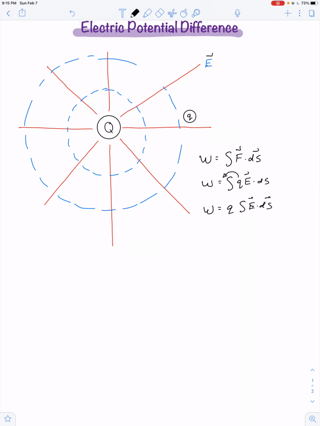Now, unlike the example in the previous video lesson where we were dealing with a uniform electric field, we can't take the value of electric field out of the integral because the electric field strength gets lower and lower and lower the farther away we get from the charge capital Q, which you can see as the spacing between the lines is getting greater and greater and greater. So we say that the work is equal to q times some negative change in electric potential.